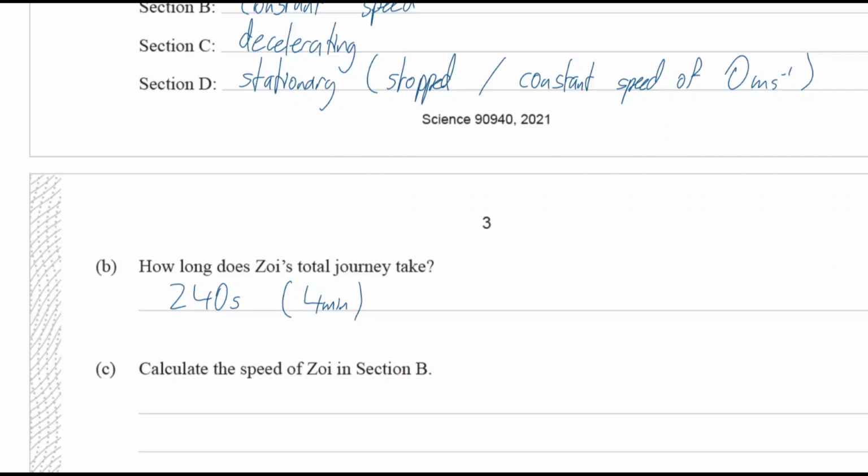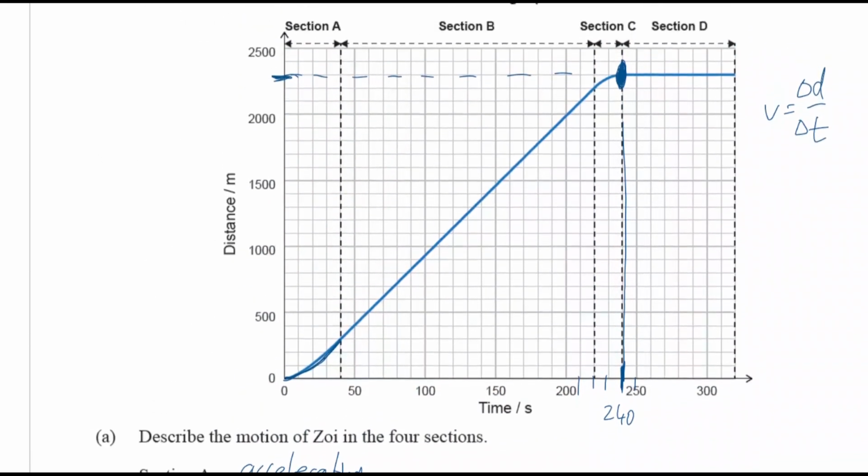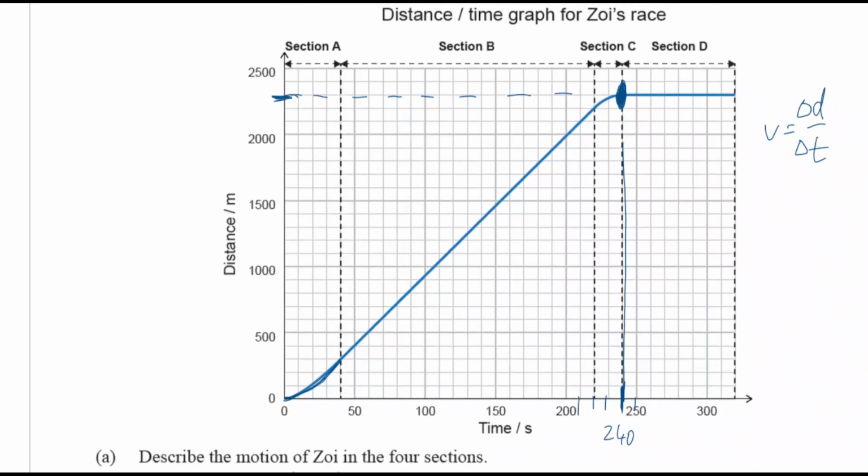Question C, calculate the speed of Zoe in section B. Section B, we know on a distance time graph that speed is equal to the change in distance over the change in time. And for a constant gradient, we can work out what that speed is. However, if it asked us what is the speed in section A, we'd need some calculus, right? Because her speed is actually changing, so that's not a very good question. But we're in section B, and her speed is the change in distance. So that's up to here.